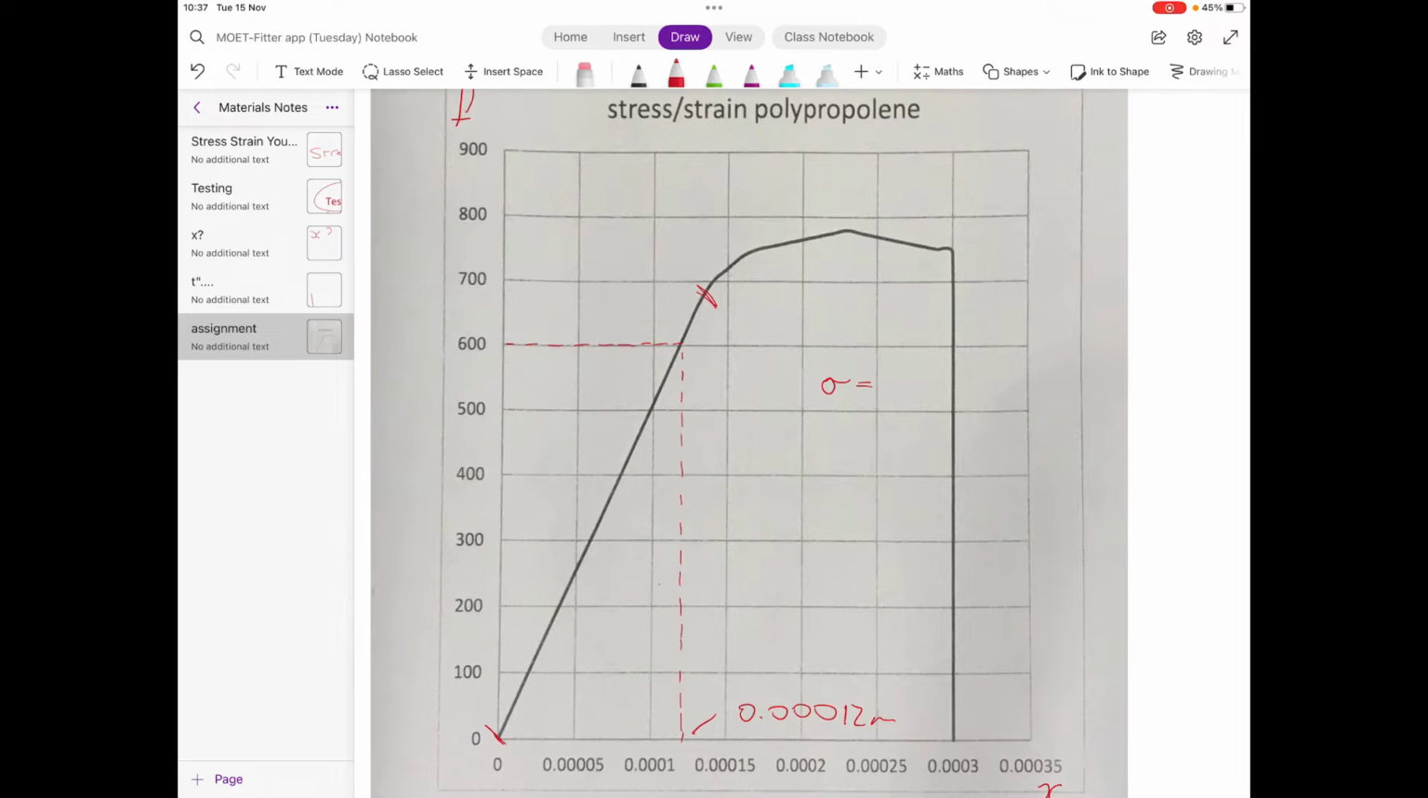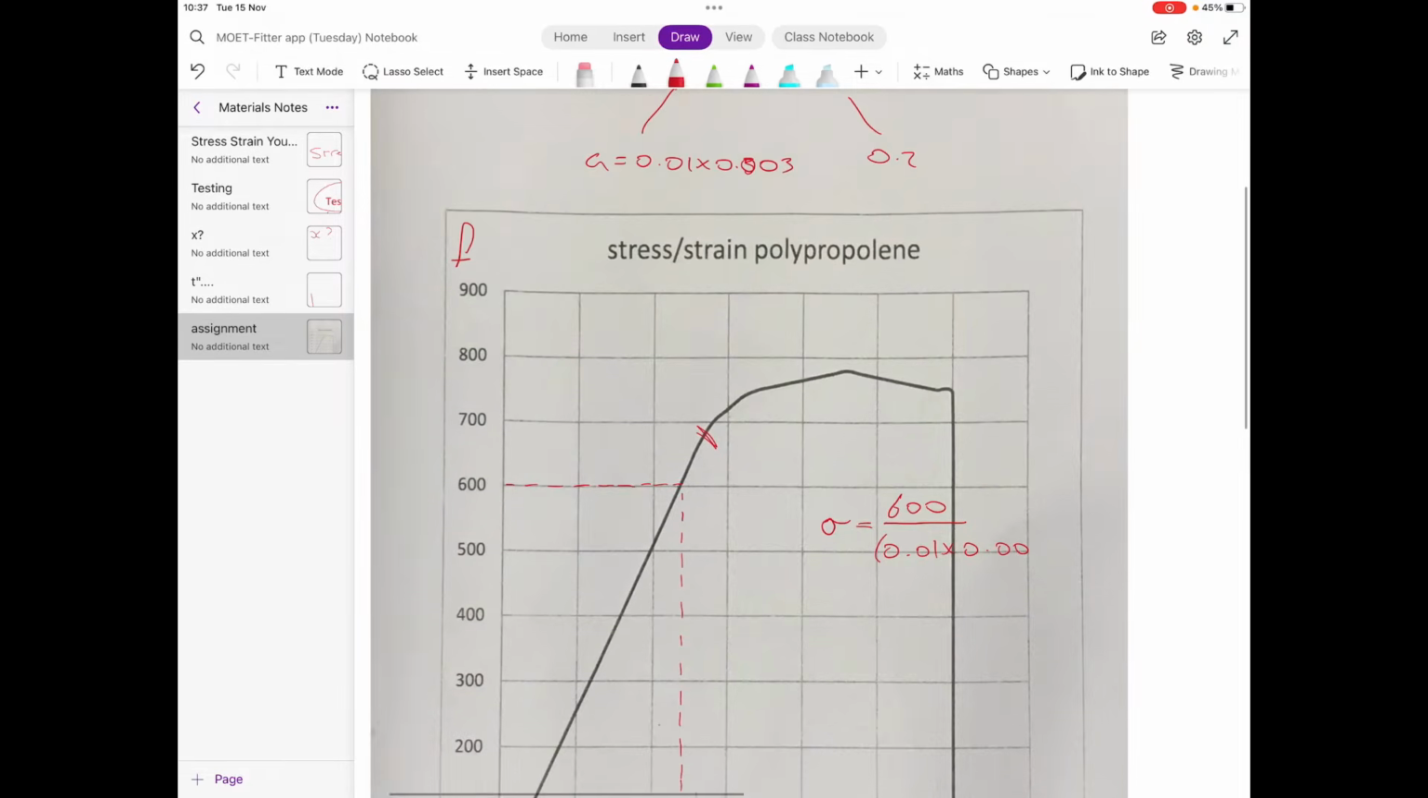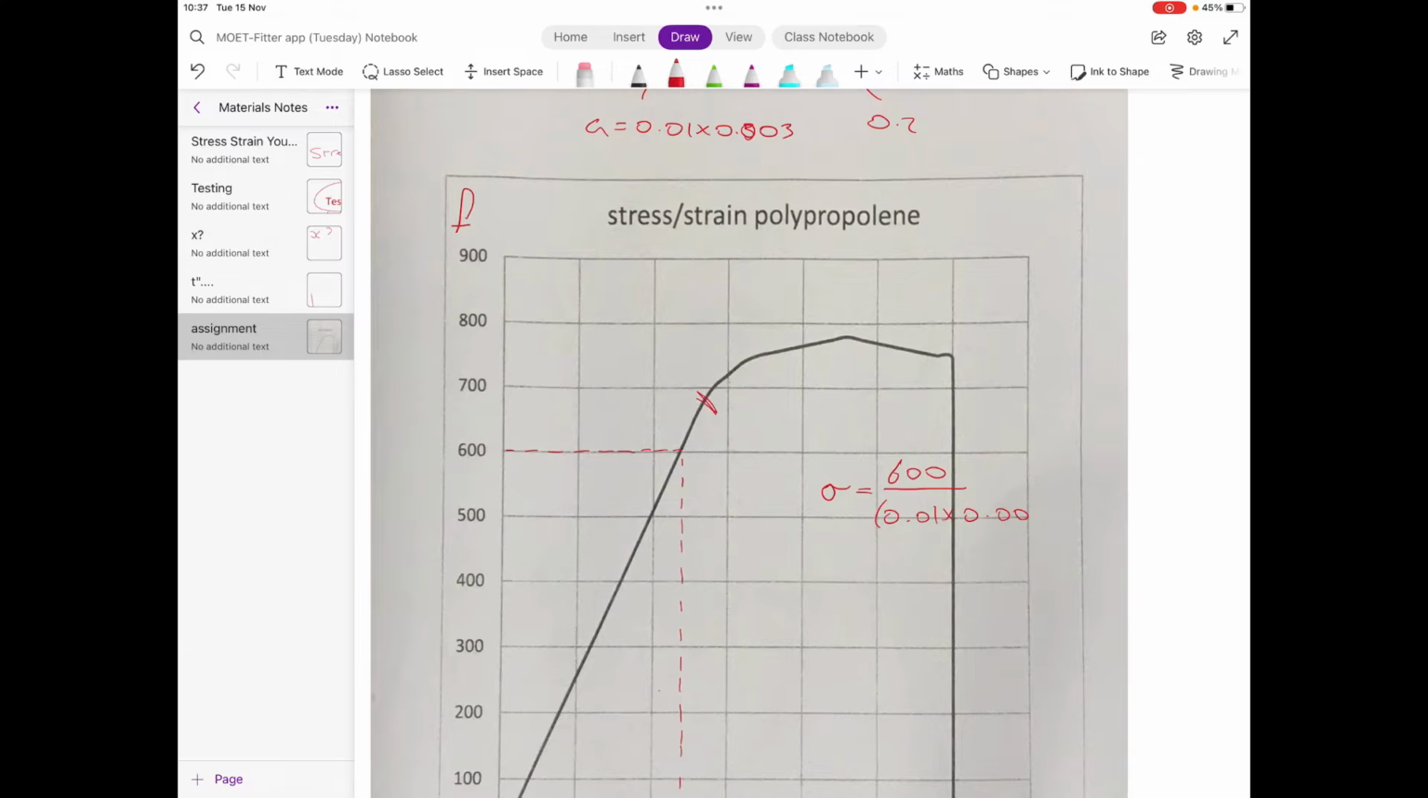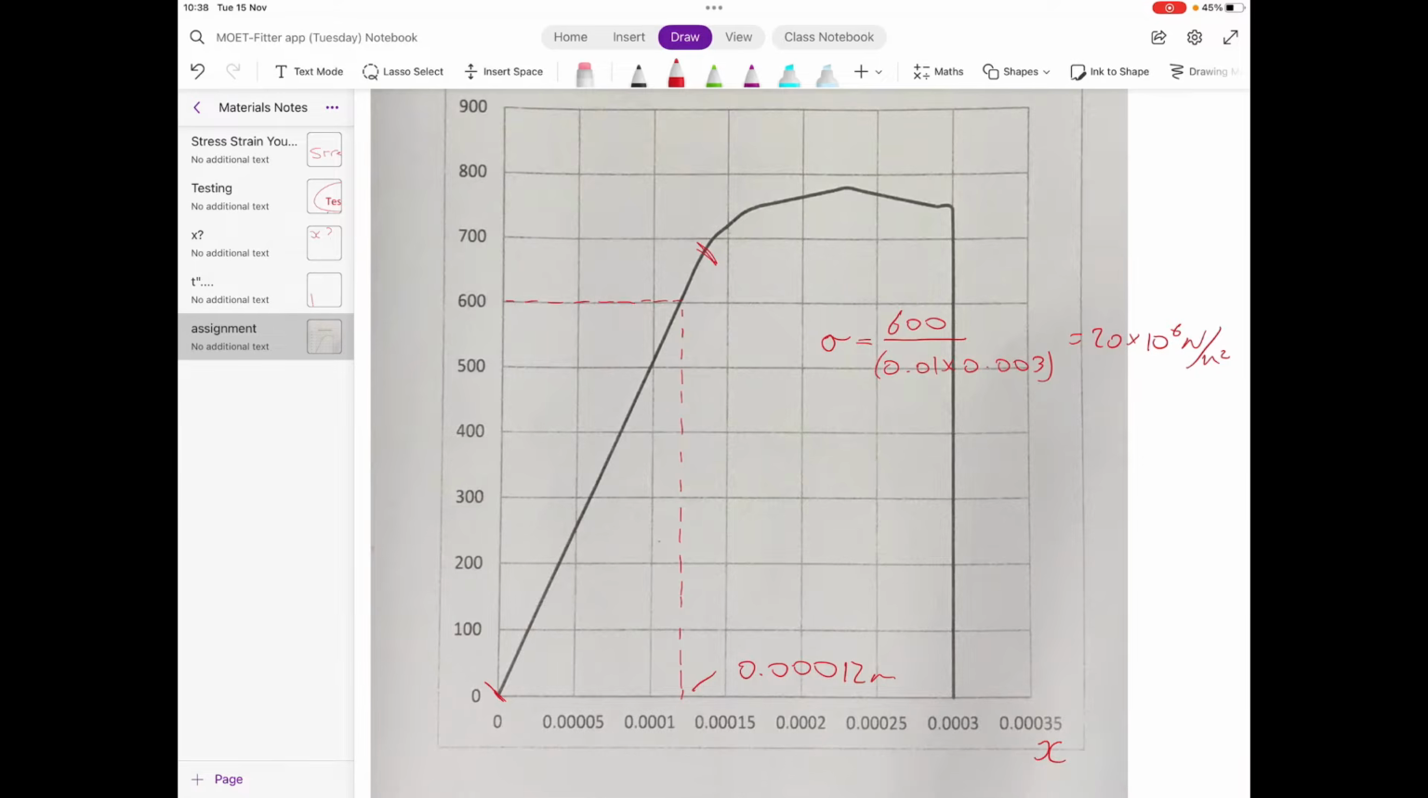So stress is equal to force, 600, divided by area, which in this case is 0.01 times 0.003, and that will give me, it gives me 20 million, so 20 times 10 to the 6 newtons per metre squared. That's my stress at that level. So quite a lot of stress.